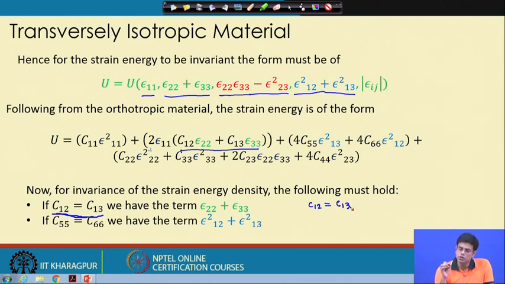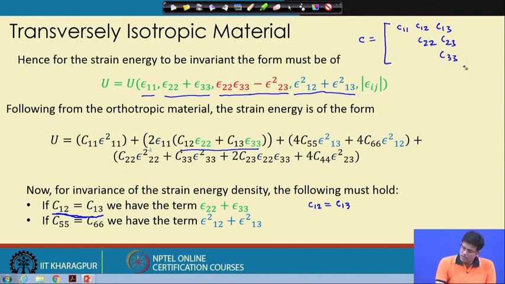So, it is different. If you remember the constitutive matrix for an orthotropic material: C11, C12, C13, C22, C23 and C33, and then C44, C55 and C66. The remaining terms are zeros and this is symmetric. Now see, for an orthotropic material C12 and C13 were different. If I assume this transverse isotropic condition, then I have to have C12 equals C13.